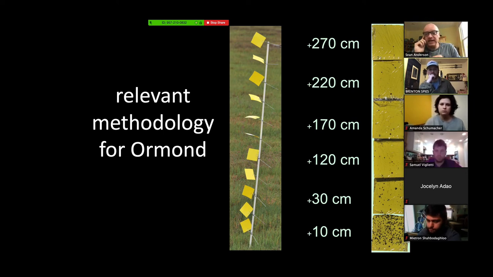But so what do we do? Well, we started putting out traps. And when I started doing this, I didn't know anything about this. And so we started doing various experiments. And here is a key thing that's going to determine how you guys deploy your sticky traps, the aerial traps.